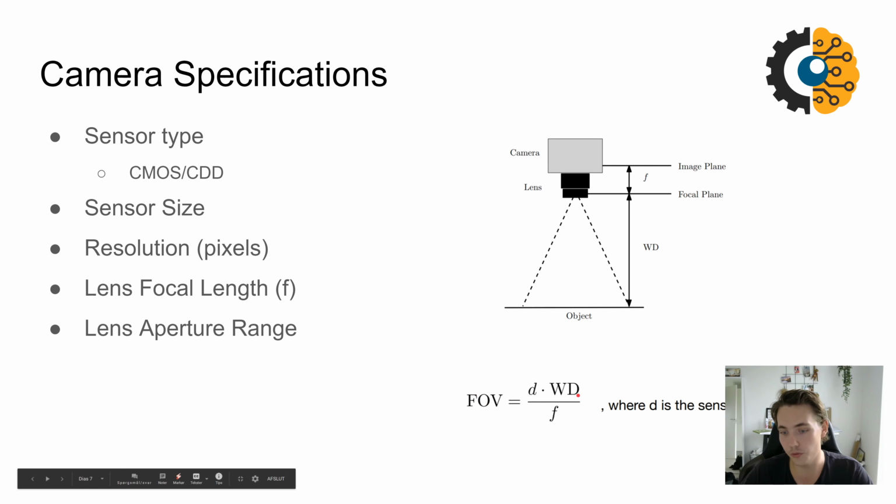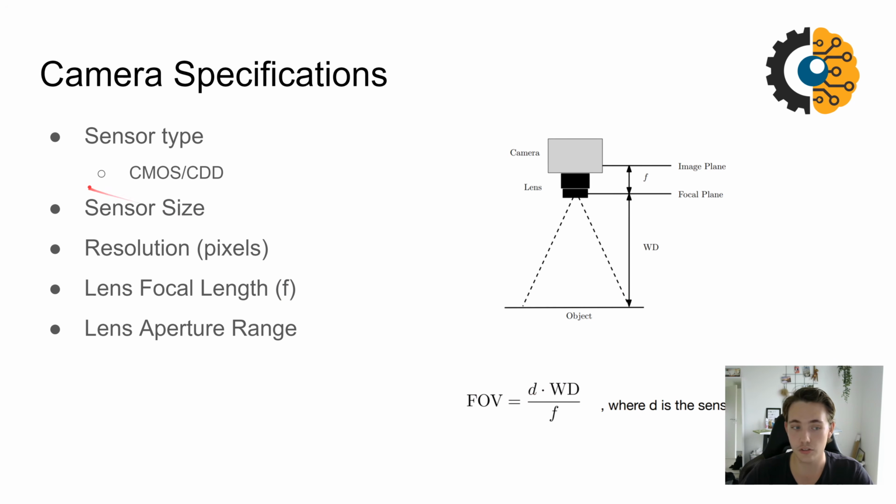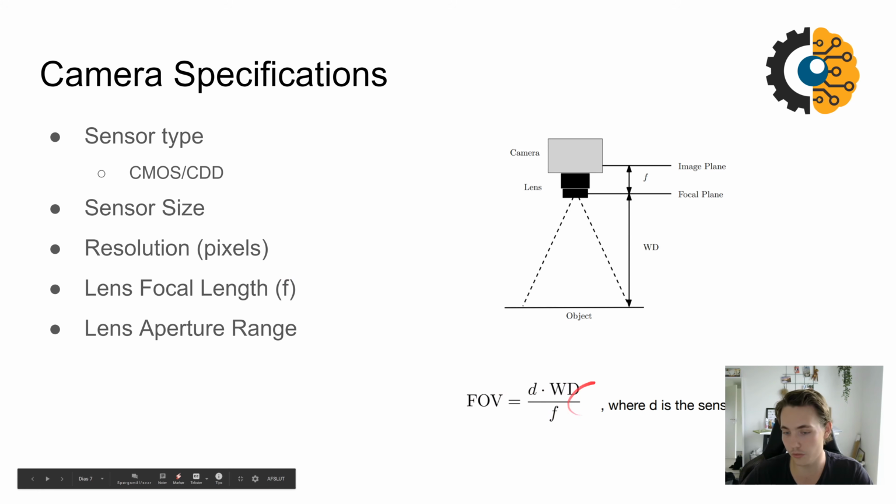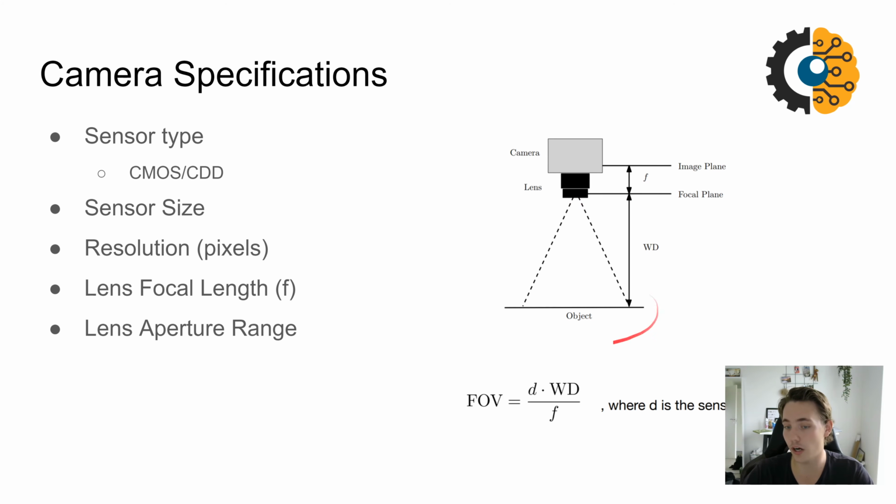To calculate the field of view, we have the D value here, which is the sensor size. So we need to know what size the sensor is, and we also need to know our camera resolution and pixels. To calculate the field of view, we also need to know the WD here, which is the distance from the lens out to the object. And then we also need to know the f, which was the focal length here. So when we know all these three parameters, we can calculate the field of view.